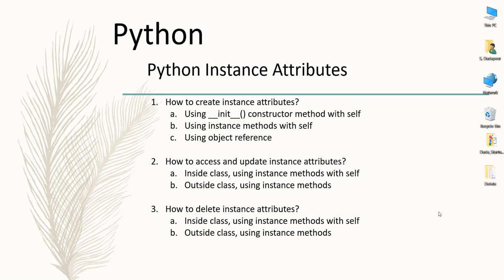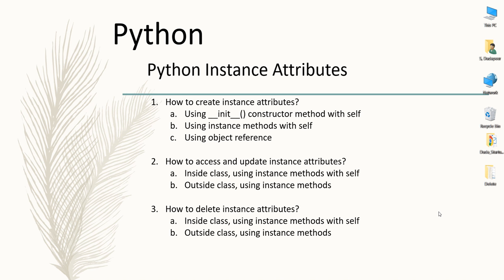Hi all, in this tutorial we are going to learn Python instance attributes. First of all, we will learn what an instance attribute is. An instance attribute is a Python variable that belongs to objects. Normally all the objects of one class have the same attribute names, but the values or states are different. Instance attributes are accessible using object references.